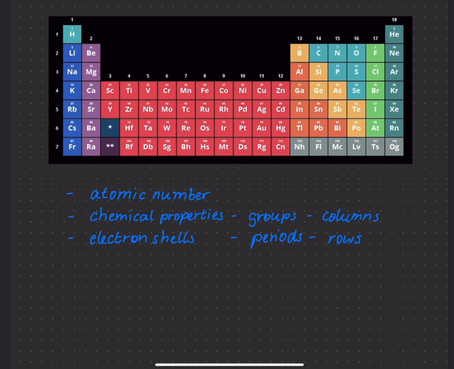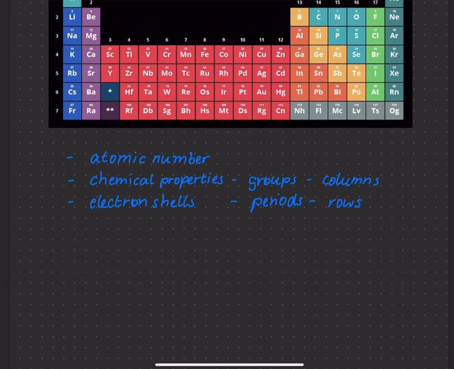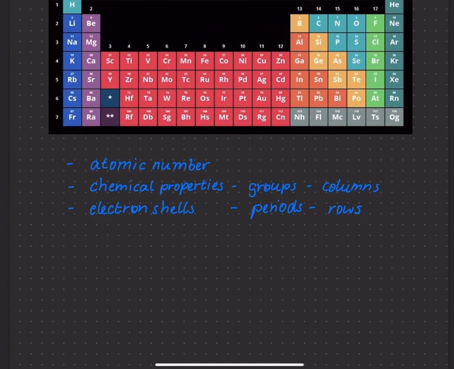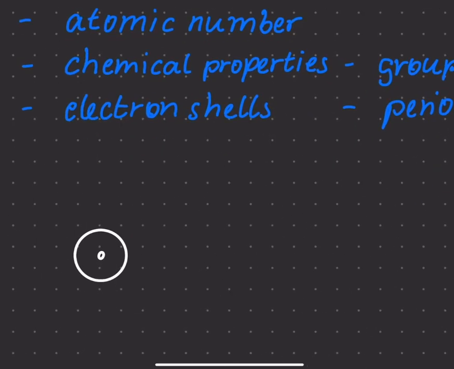Just as a visual representation, the first shell, if we look at an atomic model, we have our atom nucleus, then we have the first shell, and the first shell can hold up to, at most, 2 electrons. One, 2.